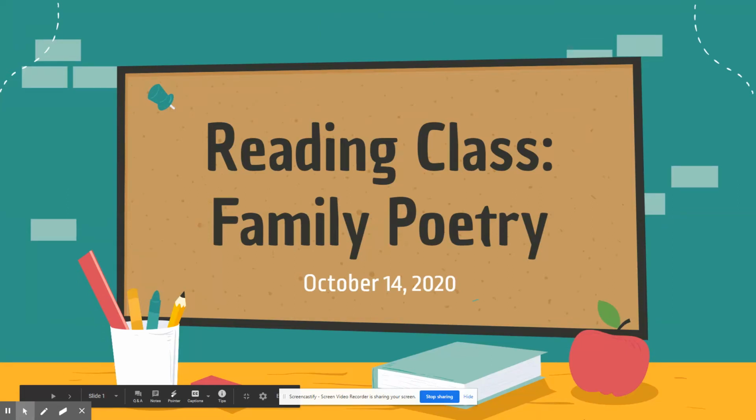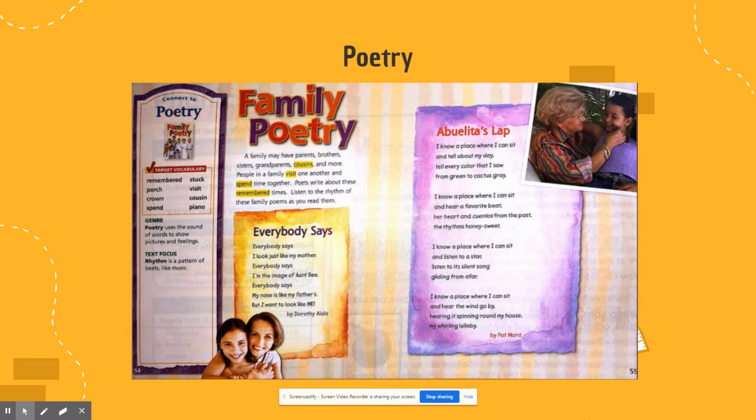So, for today, we're going to talk about family poetry, and basically, we're going to be reading some poems about family. Now, this is the page, it's page 55 in your textbook, and we're going to be reading some of these poems, and these poems talk about family. Now, let's see. Over here, it says, a family may have parents, brothers, sisters, grandparents, cousins, and more. People in a family visit one another and spend time together. Poets write about these remembered times. Listen to the rhythm of these family poems as you read them.